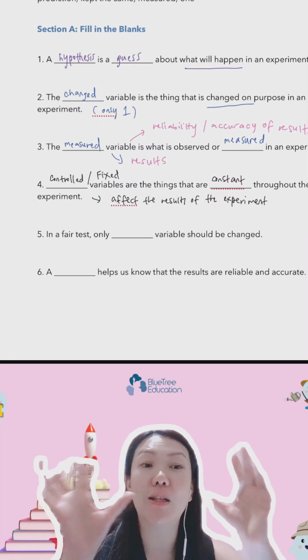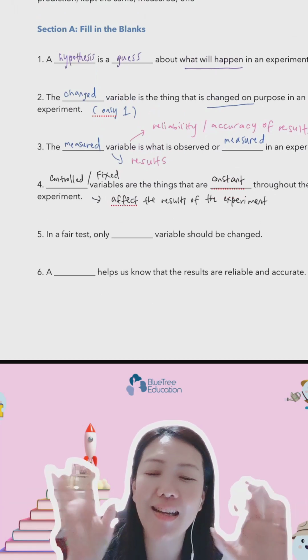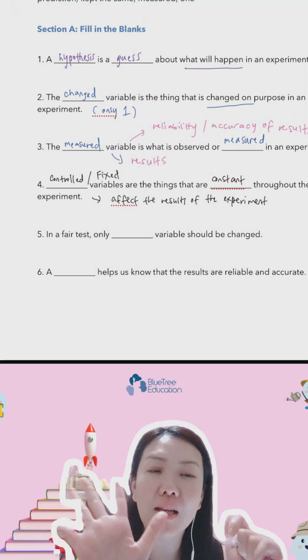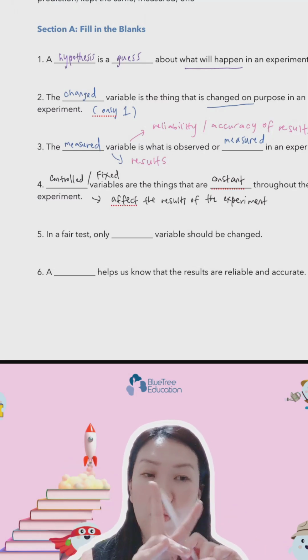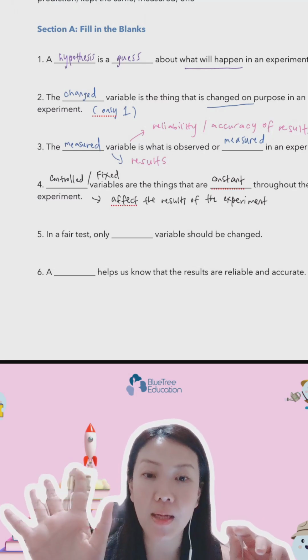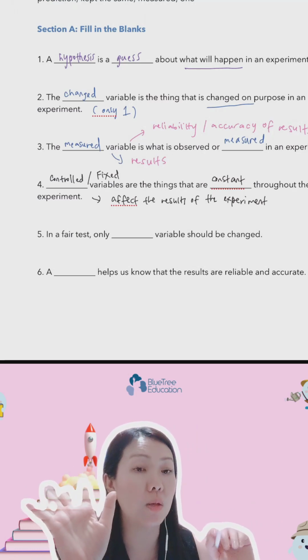So these are the three big friends that we need to learn. Again, changed, measured, and fixed variables. And in any experiment, they are always being used in PSLE, very common.